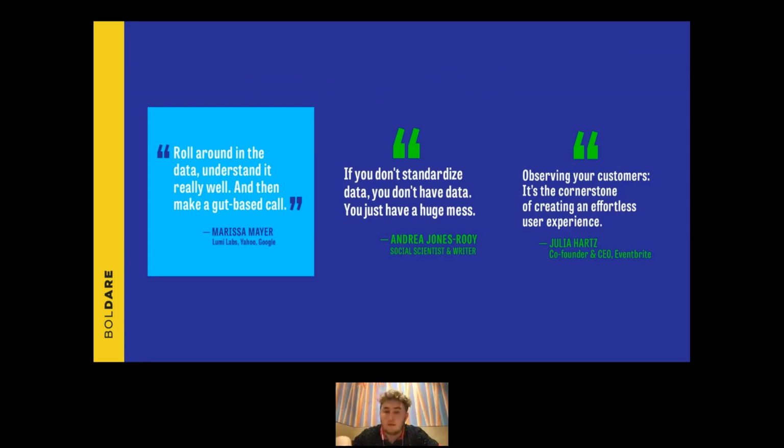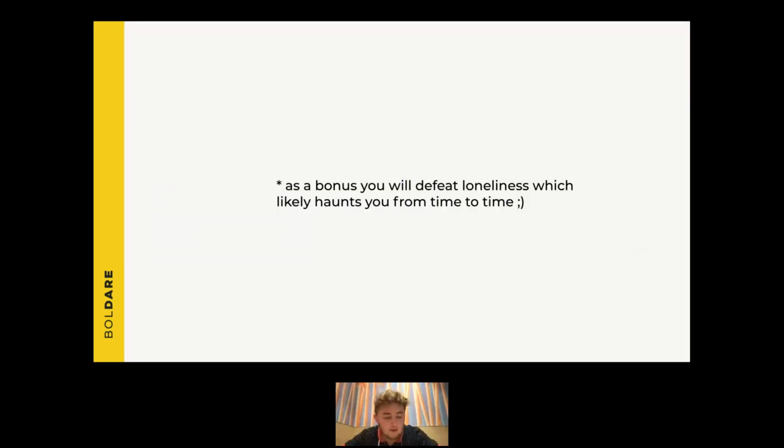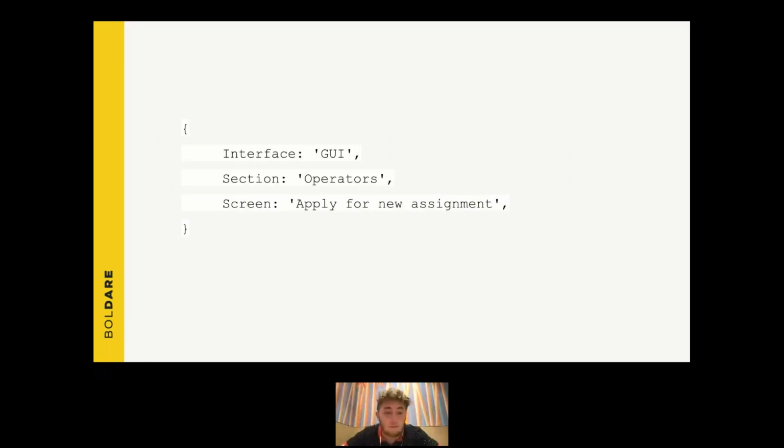And then observing the customers, like making sure you understand the user experience. And it would be great if they call it effortless. That would be fantastic. Okay, and as a bonus, in the COVID times, thanks to talking with the customers, you may defeat the loneliness, which may haunt you from time to time. As we know, leadership is really sometimes a lone job.